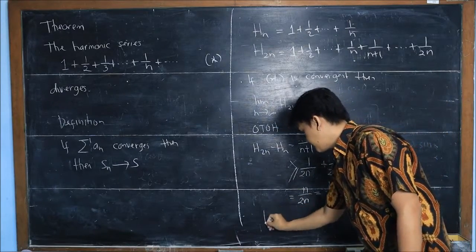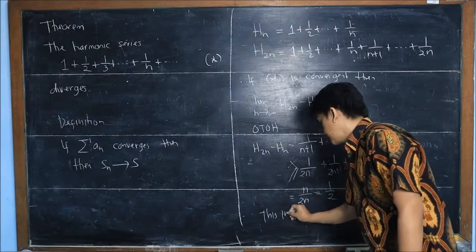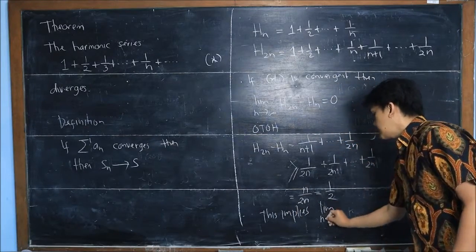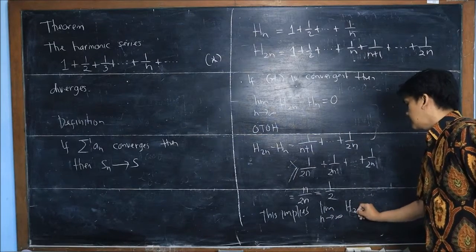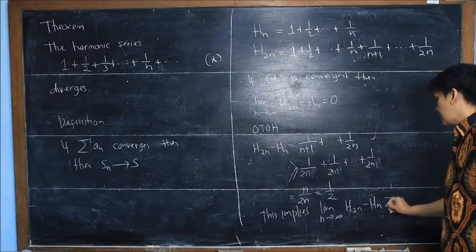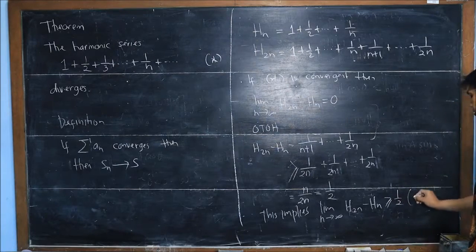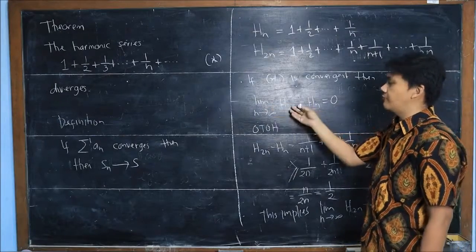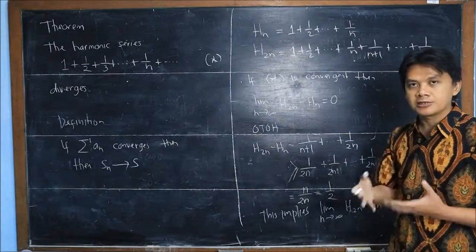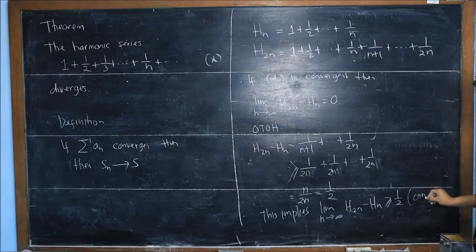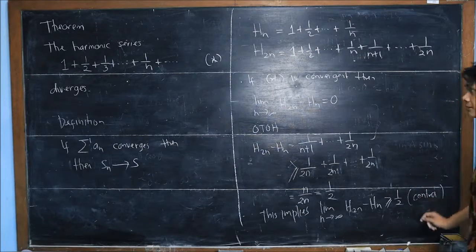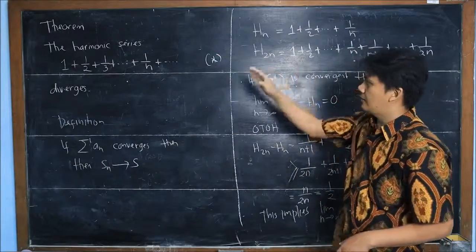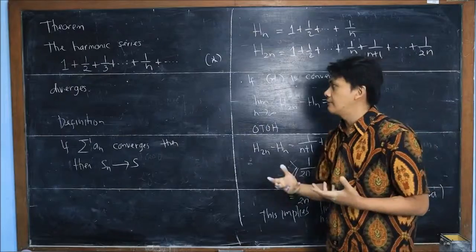This implies that the limit as n goes to infinity of H2n minus Hn is greater than or equal to 1/2. And this is clearly a contradiction to the fact that the limit as n goes to infinity of H2n minus Hn is equal to 0. Therefore, this series cannot be convergent. That series should diverge.